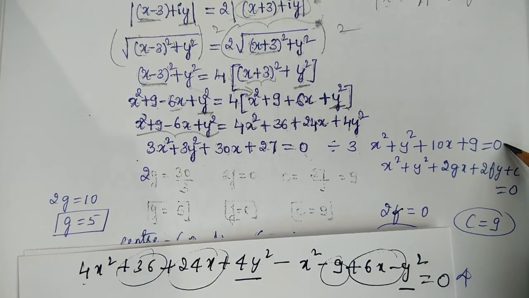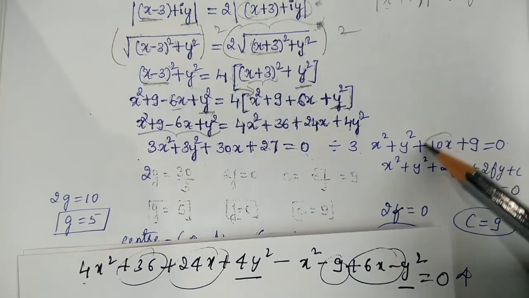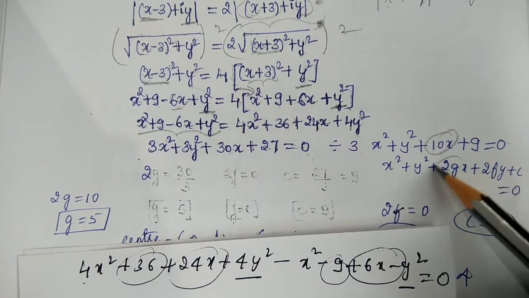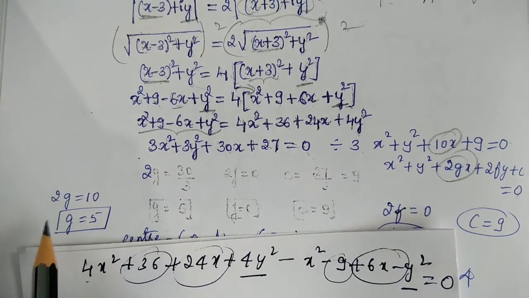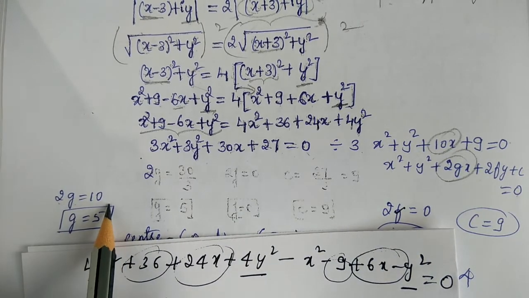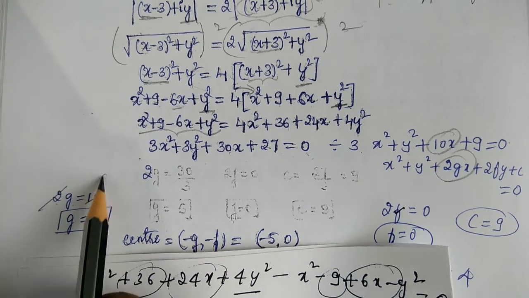But we know that the standard equation is what? x square plus y square plus 2gx plus 2fy plus c is equal to 0. Here we have x coefficient 10x. In the standard equation 2gx. So compare those two, coefficient of x. So here 2g is equal to 10. If we compare, we get g is equal to 5.